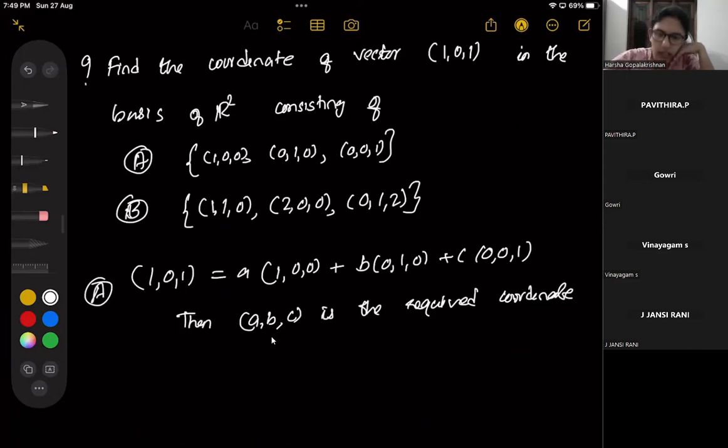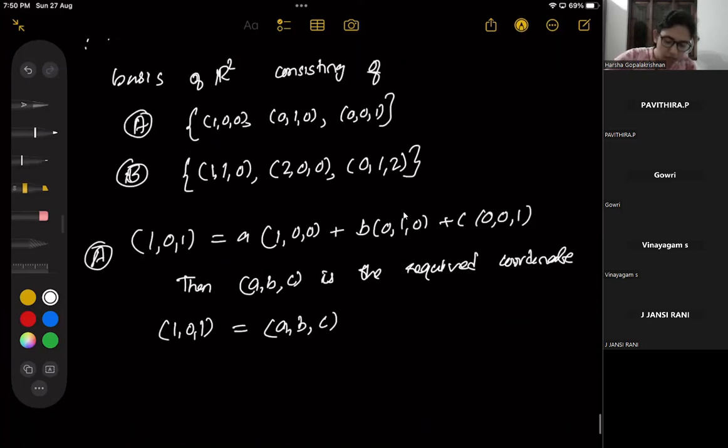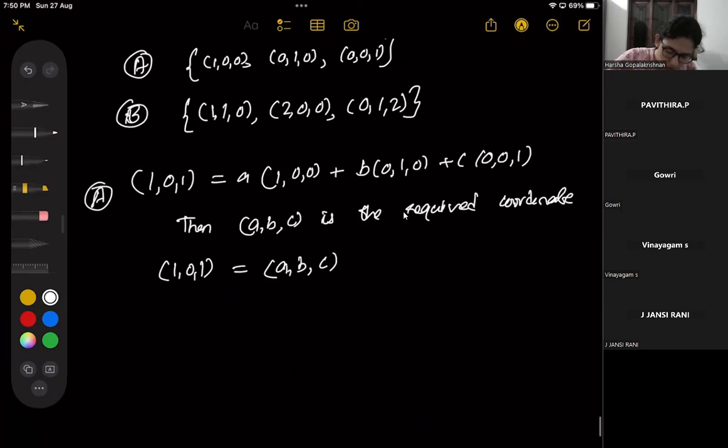We are just expanding, which means what we will get: the first coordinate is A plus B into 0 plus C into 0, that is A. The second coordinate is B, and the third coordinate is C. So basically, we can say 1, 0, 1 equal to A, B, C. So the coordinate A, B, C itself is the vector 1, 0, 1. But it is not true in general. I am taking another basis here. Now let us see what the coordinate is in this case.